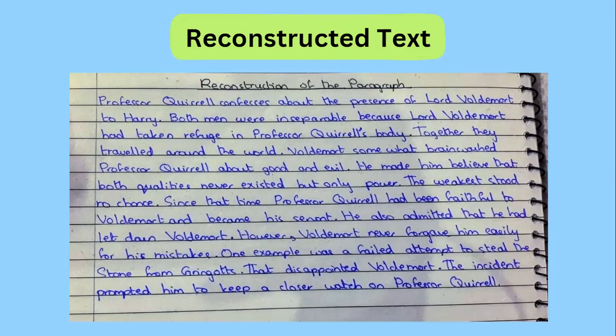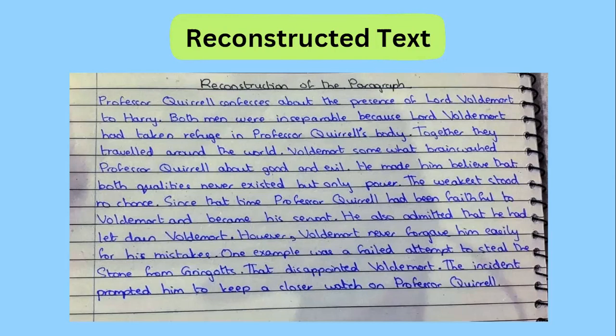He also admitted that he had let down Voldemort. However, Voldemort never forgave him easily for his mistakes. And one example was a failed attempt to steal the stone from Gringotts that disappointed Voldemort. And the incident prompted him to keep a close watch on Professor Quirrell.